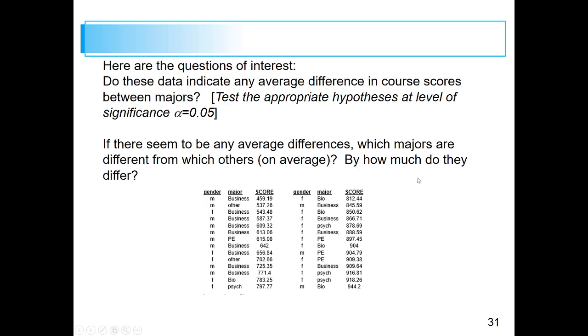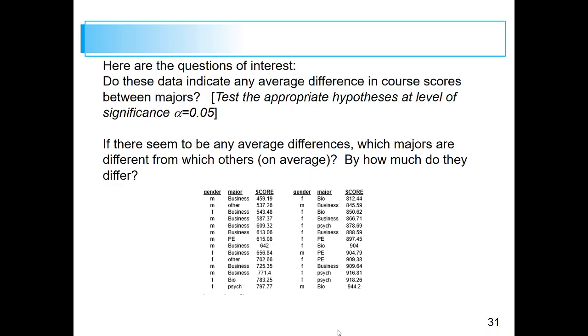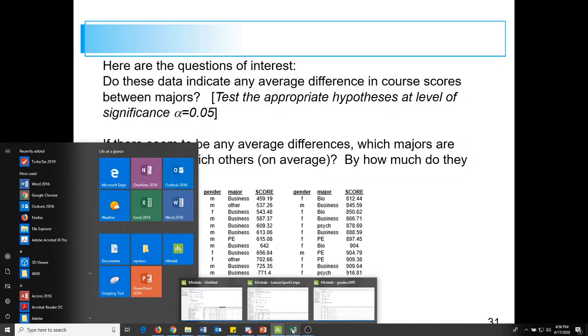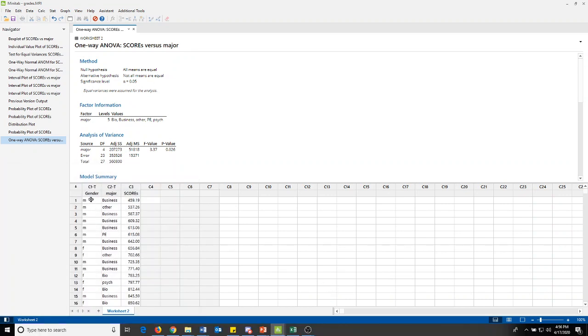Okay, so here are the questions of interest. You can find this on page 153 in your yellow course pack. What we have is the data of different grades. So we have the gender and the major as being business, other, PE, psychology. And here are the scores for the class. This is kind of made up data from about 12 years ago.